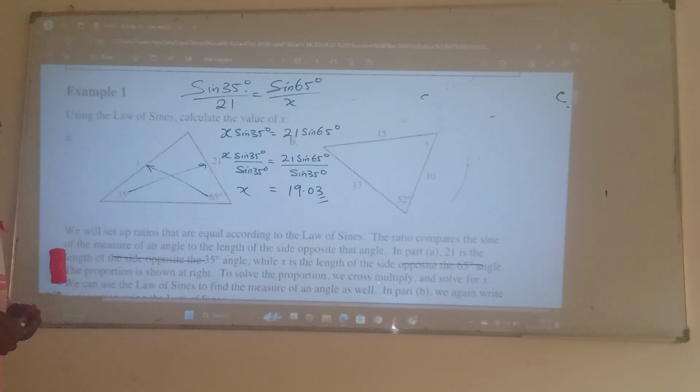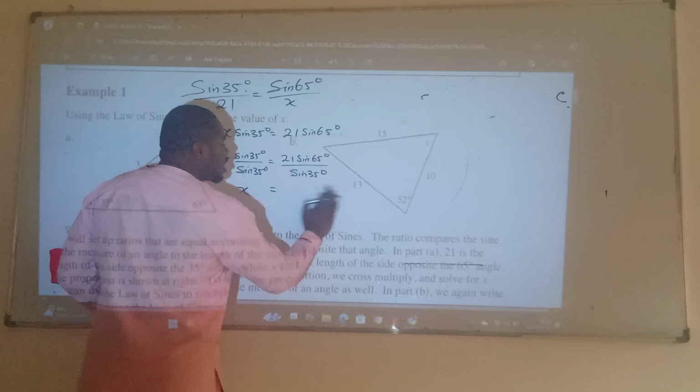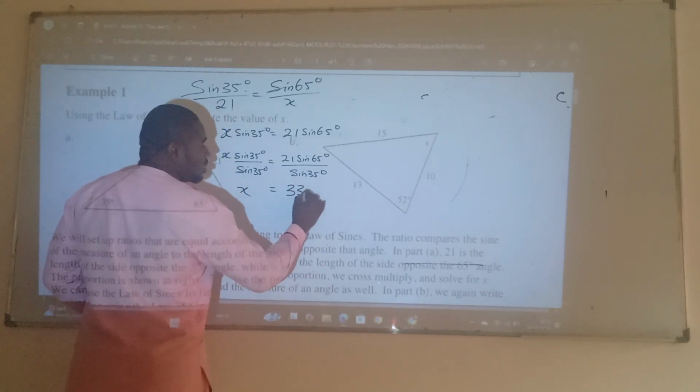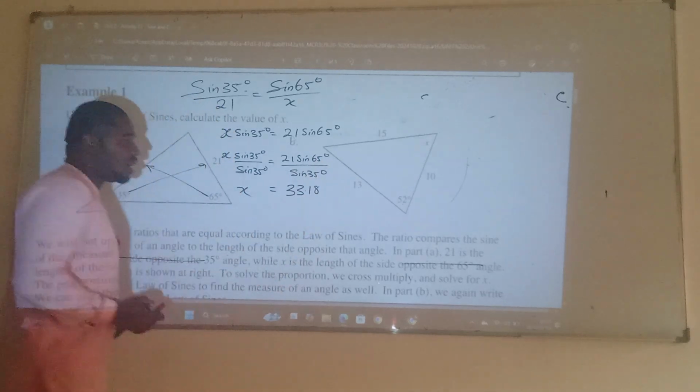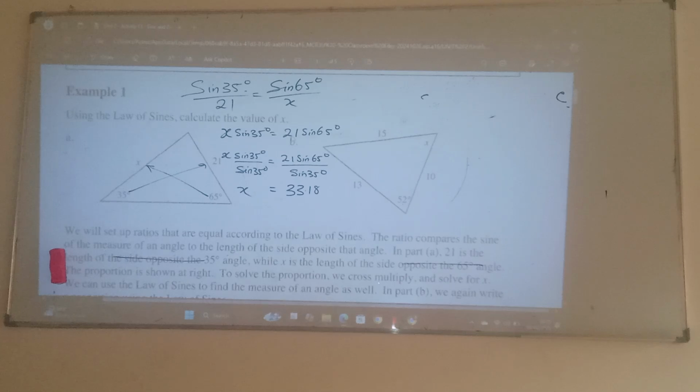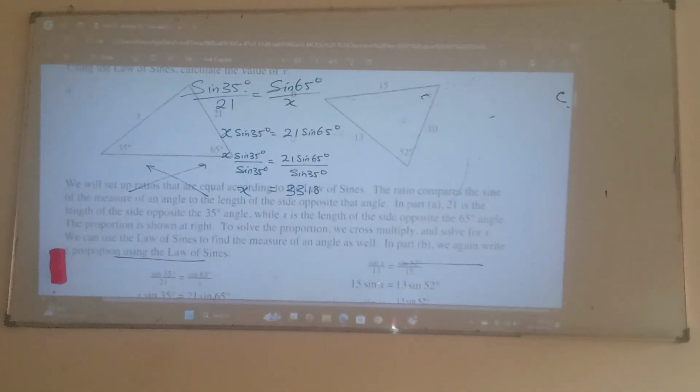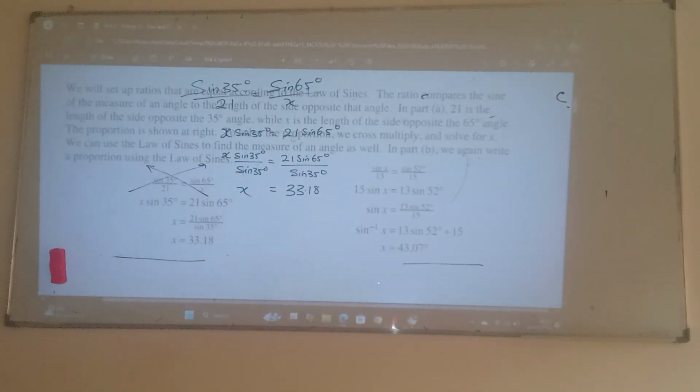Good, fantastic. So that's what I'm expecting. Now let's check. I think this is an example. So our solution should be here. Can you see it? 33 point what? 0.18. Fantastic. Any question?